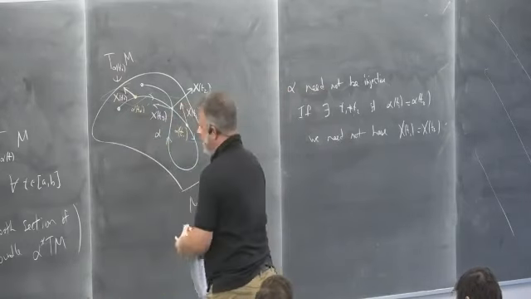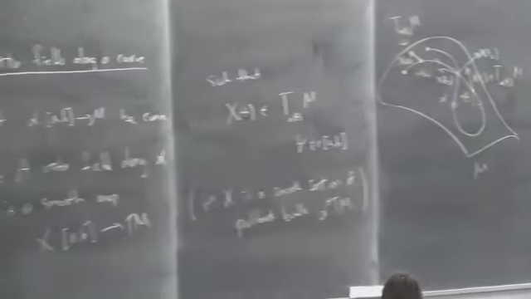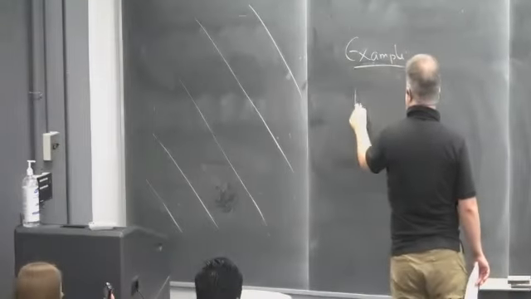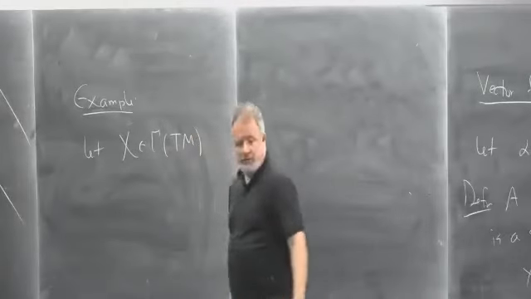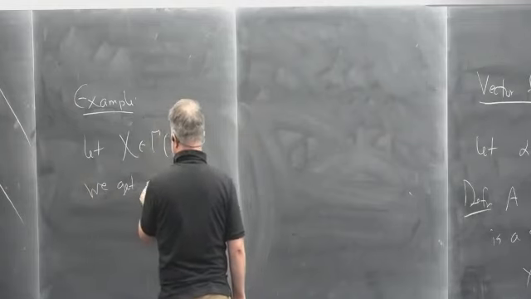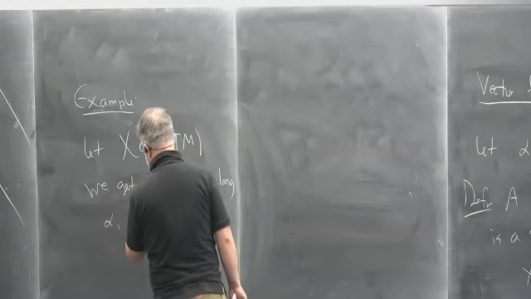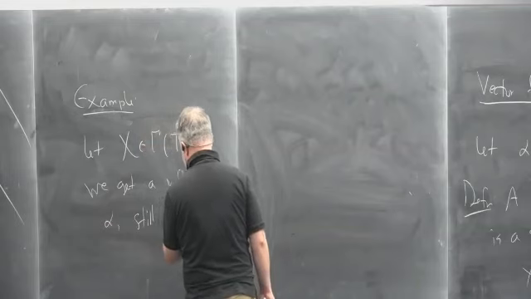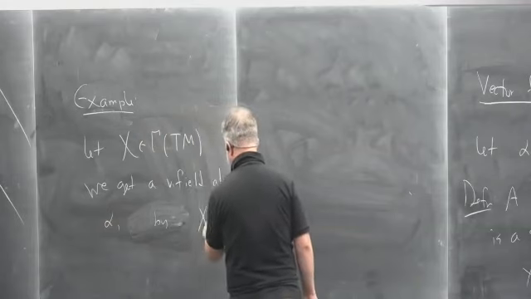So here's an example of a vector field along a curve. Example: let X be a smooth vector field on M. Then what we can do is restrict it, or pull it back, to alpha. We get a vector field along alpha, which I'll write as X composed with alpha.